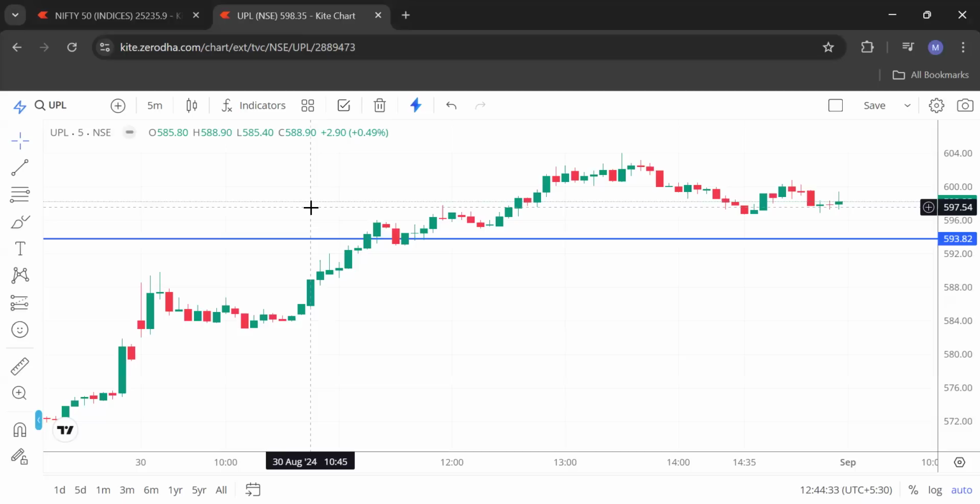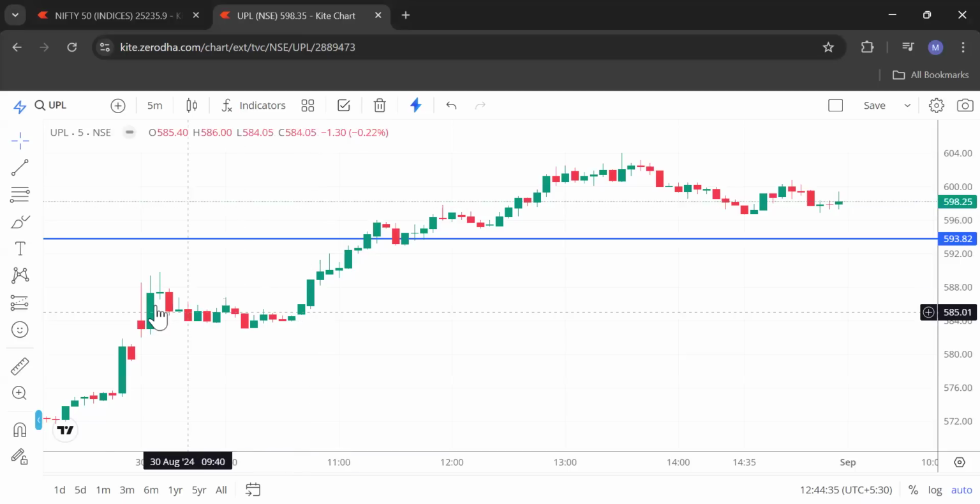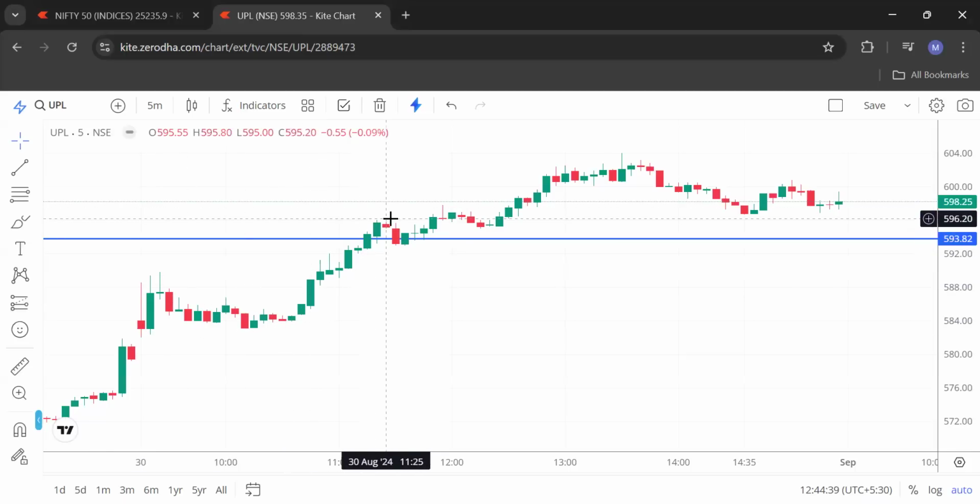Then only that's a valid goal. So it should crawl, it should pass along the ground and then only enter. That's important. Otherwise, if it goes straight away, that is an offside. Let us see this offside in the next script, Balrampur Chini. Now see what has happened in Balrampur.